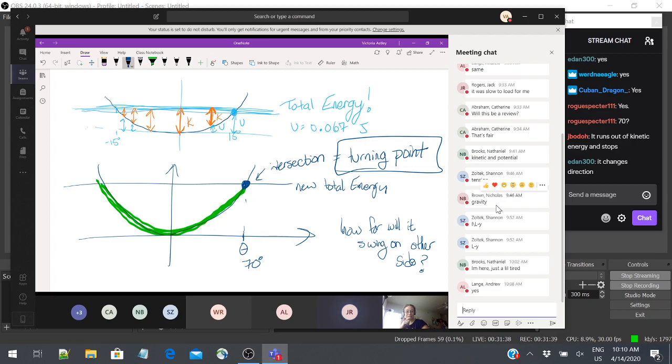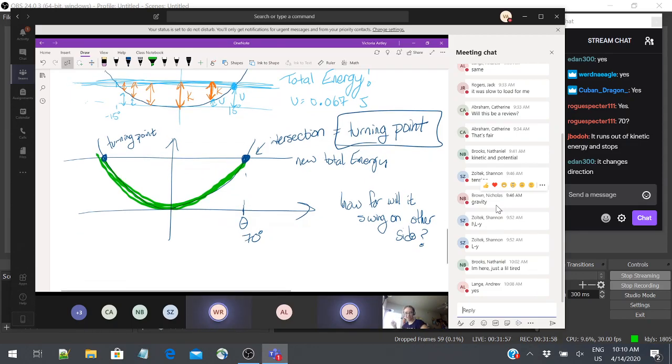So this is something I'll expect you to be able to do, to identify the turning point. It's easy, it's just the point where it intersects. This is also a turning point out here. Turning point. Okay. All right, making sense so far?